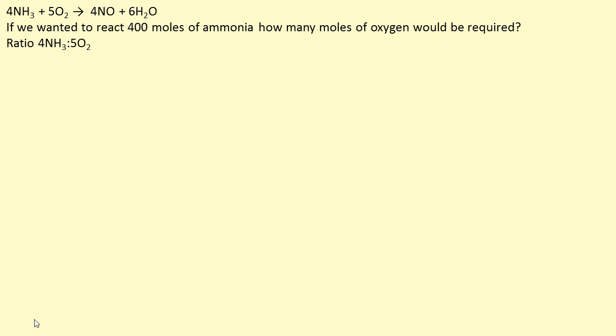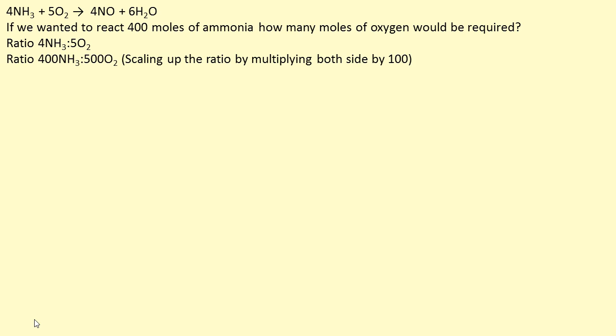From the simple equation, we can see that the ratio of ammonia to oxygen molecules is 4 to 5. If we scaled up the ratio by multiplying both sides by 100, we obtain a ratio of 400 moles of ammonia to 500 moles of oxygen. Thus, 500 moles of oxygen molecules would be required to react with all the ammonia.